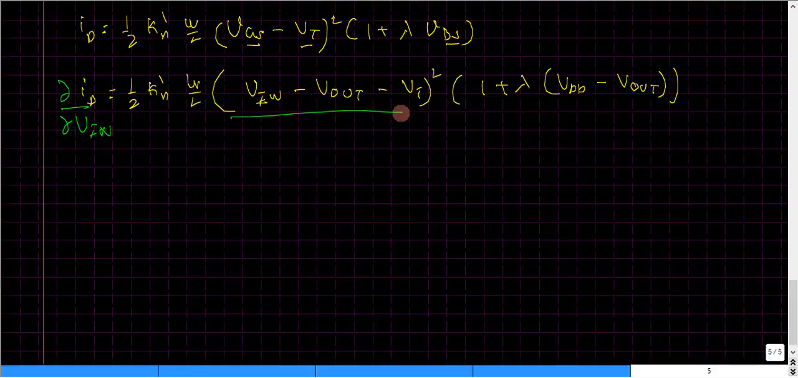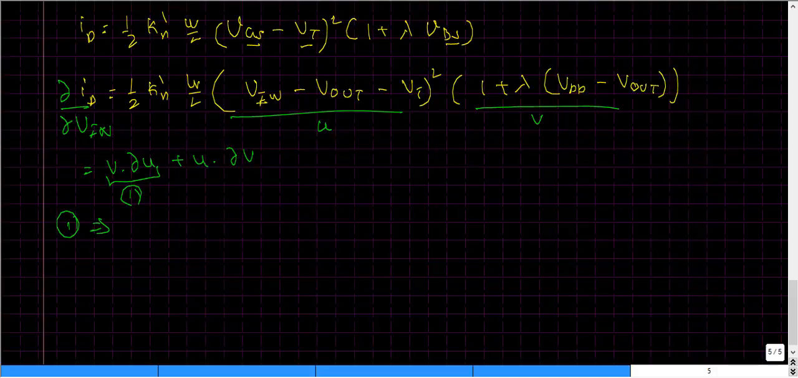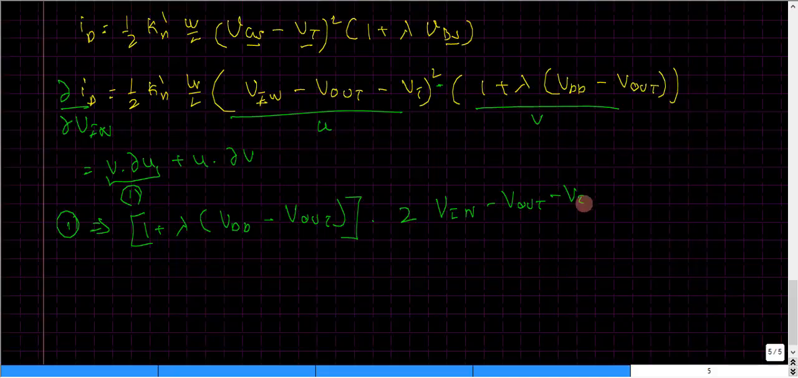As I stated, this is our u term, and this would be our v term, and what we wanted is something to look like this. Now, let me go with this first derivation by equating like this. The v term is nothing but 1 plus lambda (VDD minus Vout), and this would be my v term into the partial derivative of the u term. Because there is a square term over here, it would be something like this: 2 into (Vin, Vout, Vt), and then the internal partial derivative.